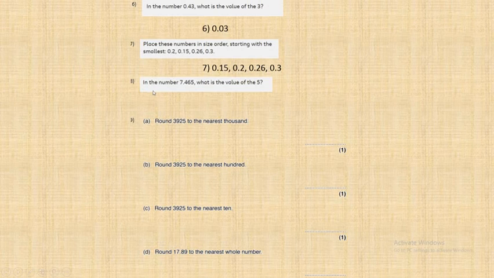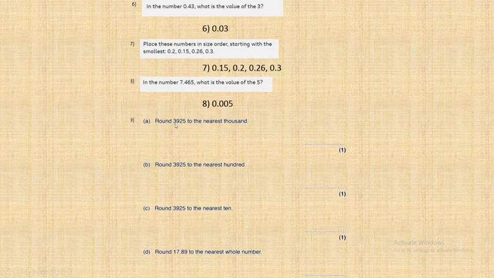Okay, question number 8. In this number 7.465, what is the value of the number 5? So it's going to be 0.005. Easy. Let's go to rounding. Round 3,925. I want to round to the nearest thousand.